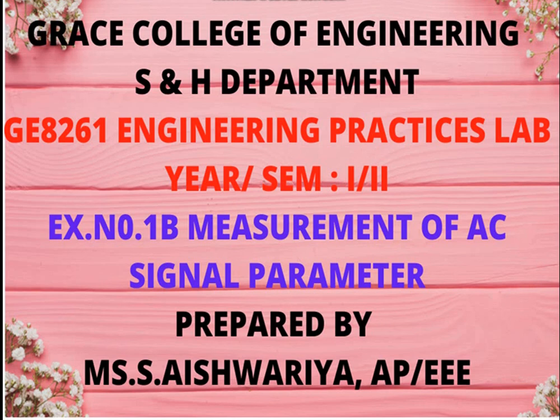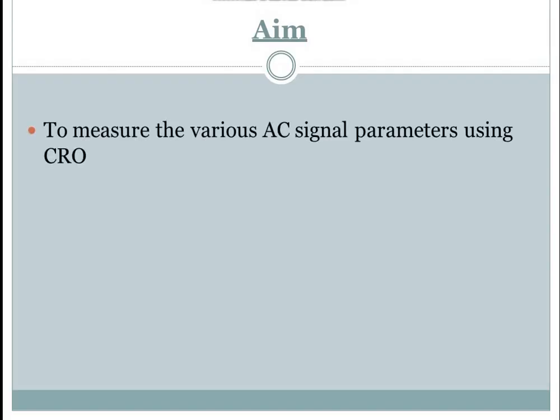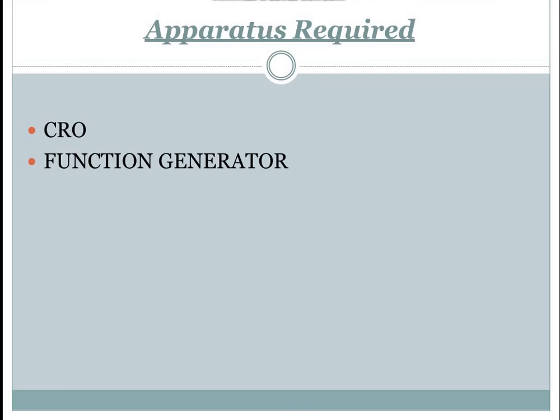In this video, I am going to discuss the first year second semester Engineering Practices Lab. Experiment number 1B, measurement of AC signal parameters. Aim: to measure the various AC signal parameters using a CRO. Apparatus required: a CRO and a function generator.